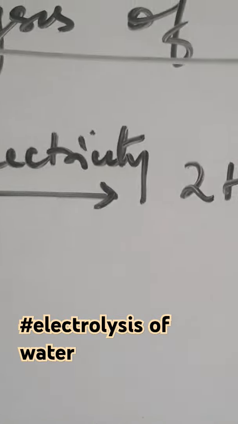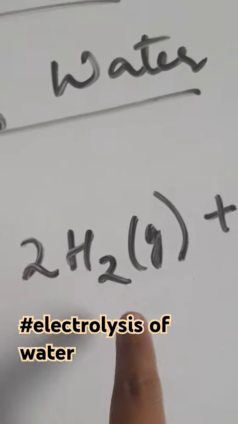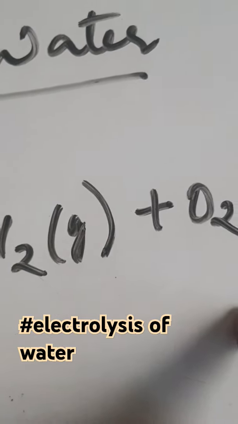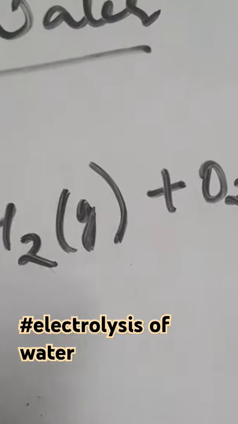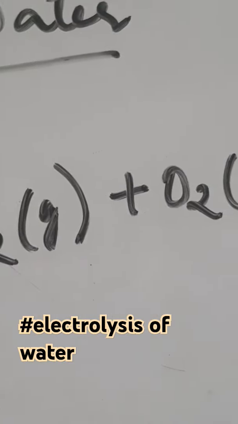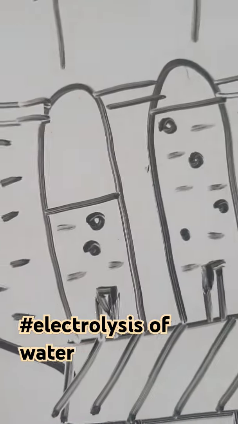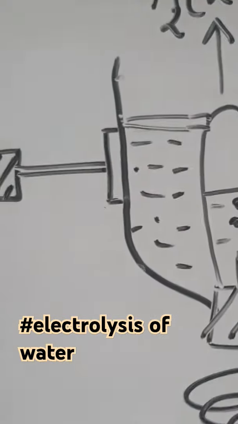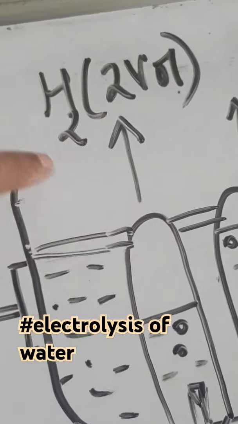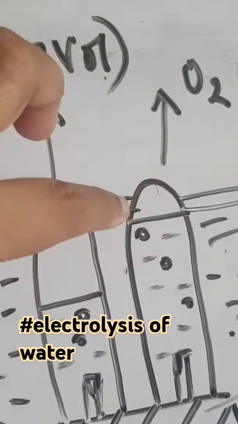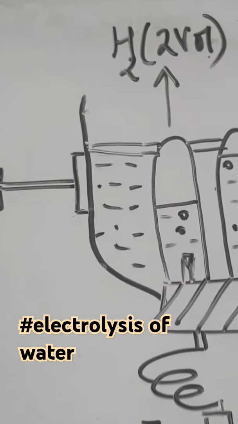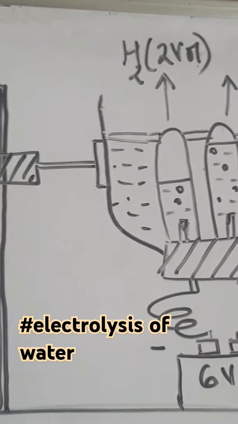In this equation, it's given that two molecules, two volumes of hydrogen, and one volume of oxygen, one molecule of oxygen. So which is bigger? 2 moles, 1 mole. 2 molecules, 1 molecule. 2 is greater, right? So that means here in this 2D figure I've drawn, the gas that is accumulated here is hydrogen, I've written over here, and in the smaller space, only one volume, the gas that is accumulated is oxygen.